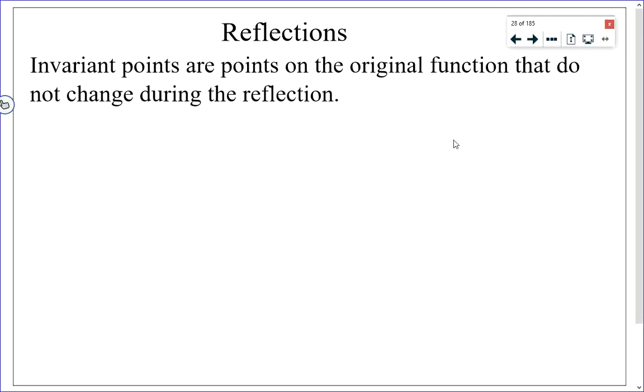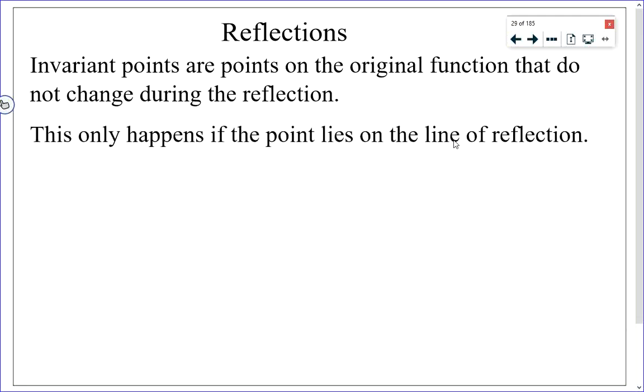When we talk about invariant points, these are points that are on an original function, and after it's been transformed in some way, they do not move. So they're fixed. And in reflections, invariant points will happen whenever you have a point that's on the line of reflection. If it's reflecting across the x-axis, then any point above the x-axis goes below the x-axis, and any point below the x-axis will reflect above it. Well, that means that any point on the x-axis will not move.